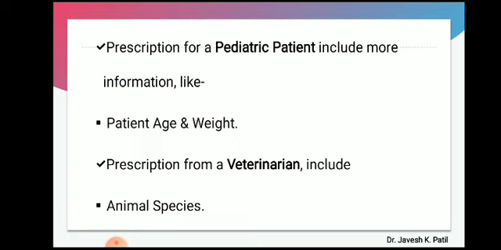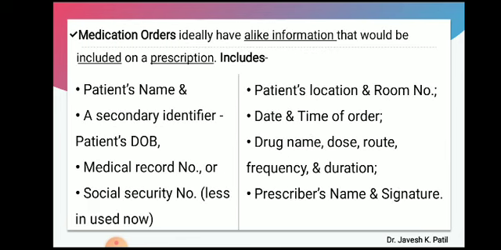Prescriptions for pediatric patients should include the age of the patient as well as the weight of the patient. That we have also discussed, as the formula for calculating the proper dose for children generally depends upon the age and weight of the children. And a veterinarian doctor should mention the animal species. The last slide in the last lecture was medication order.